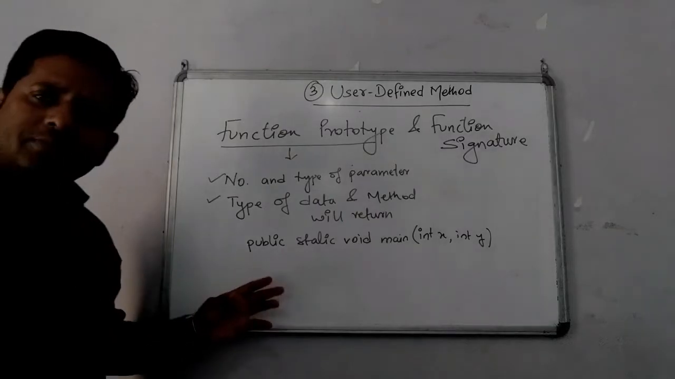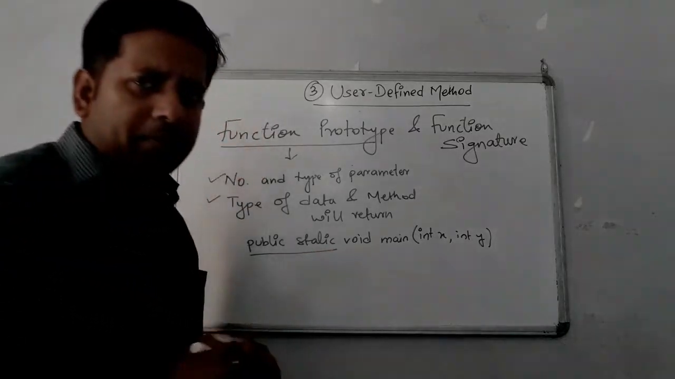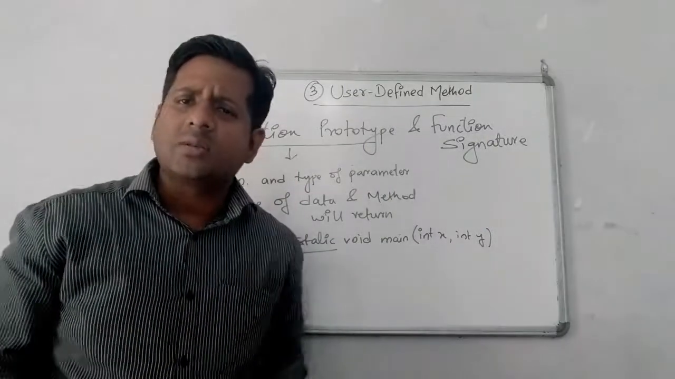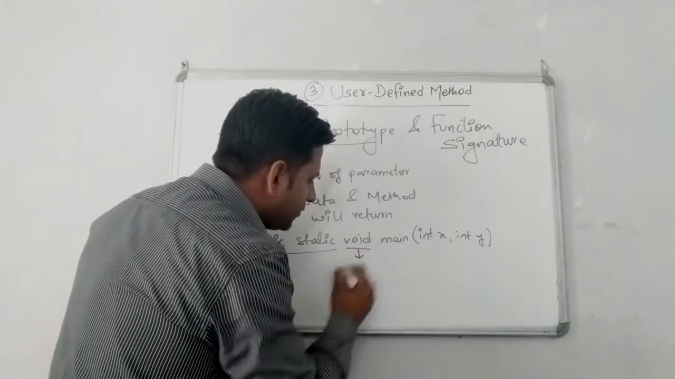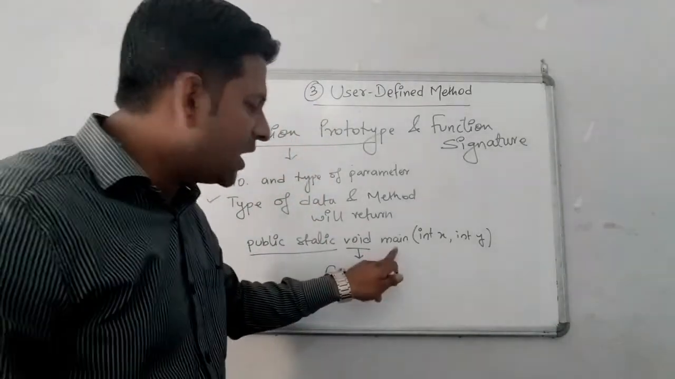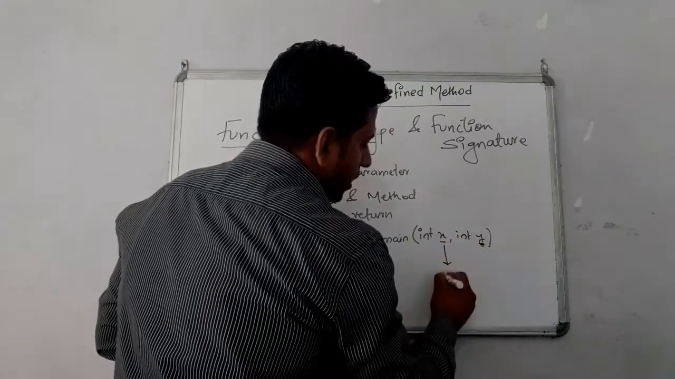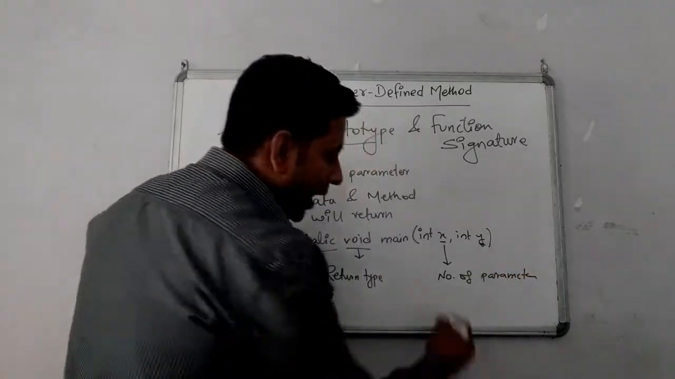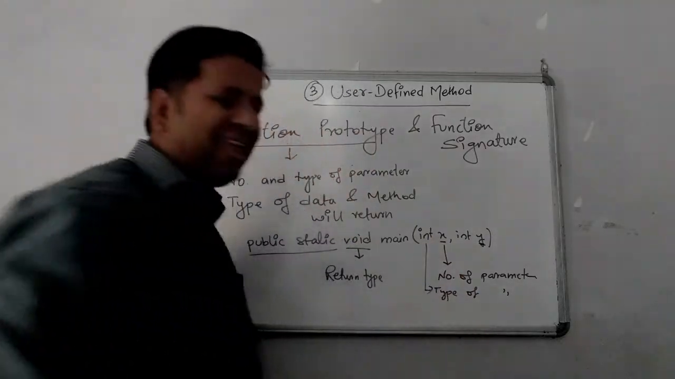Why is this known as function prototype, children? Because you can see here this public and static part is actually common, optional also. If you want, you can write it, otherwise you can simply leave it, no problem. The main part begins from here. Void gives us the information about the return type. Main is the name of the function, and here x and y are the parameters, and the type of parameter is int.